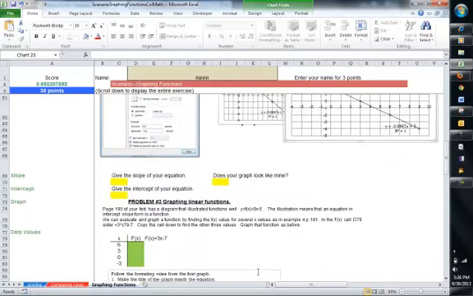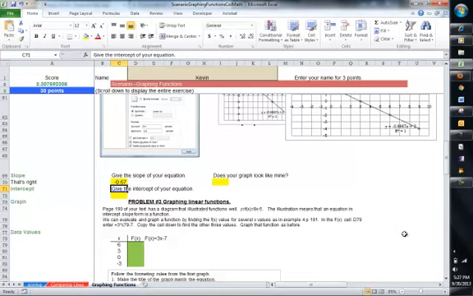What's so great about that? Well, the slope is the x coefficient, negative 0.6667, and the y-intercept is 2. And of course, your graph either does or doesn't look like mine.